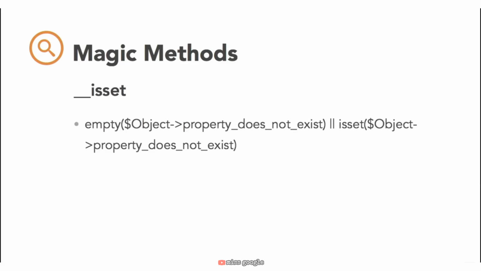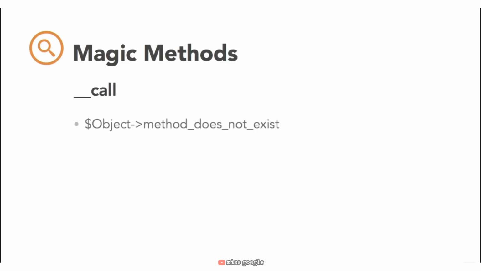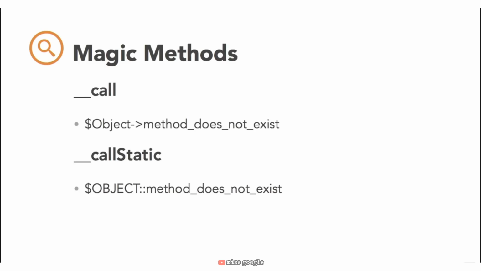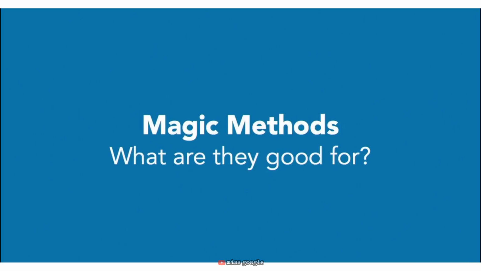IsSet is designed to be called when we attempt to call empty or isSet on a property that doesn't exist. Its cousin, magic unset, is called when we call unset on a property that doesn't exist. The final magic methods that we'll look at are call and call static. Each of these is called when we attempt to call either a method in an object context or in a static context. So magic methods, what are they good for?